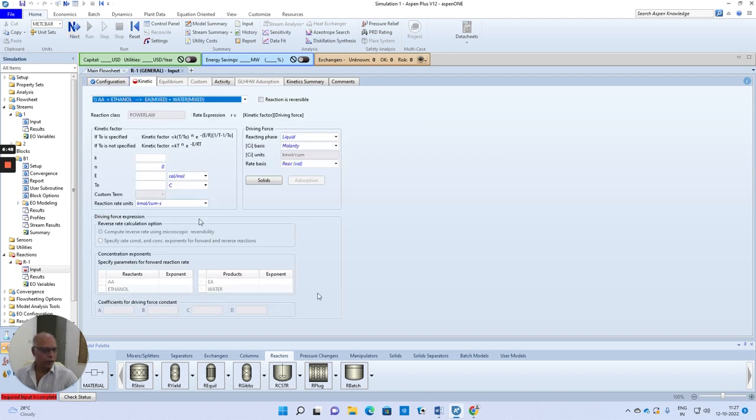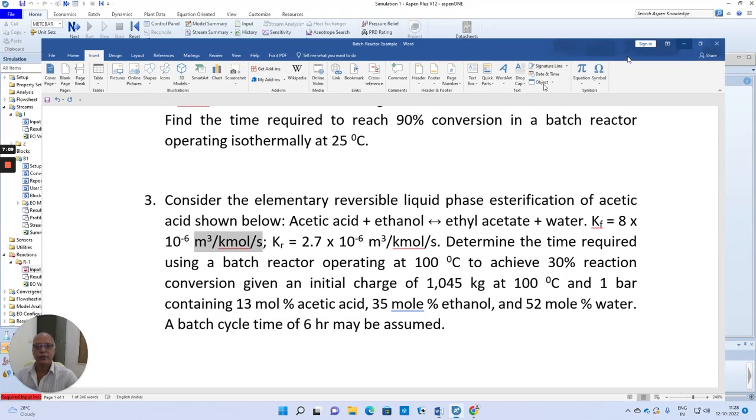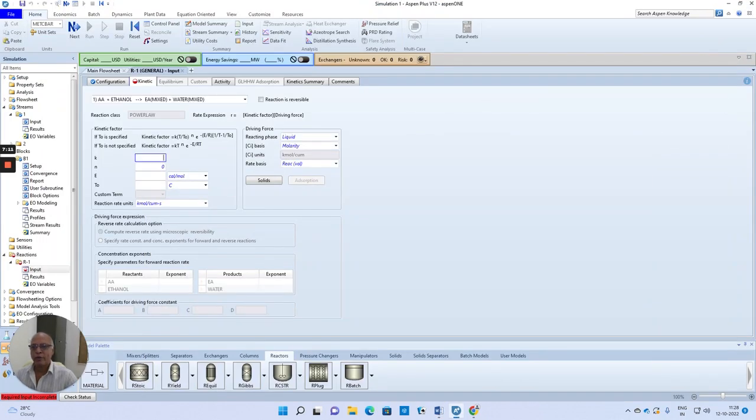Now you are given the kinetic information. In the forward direction, the rate constant is 8 into 10 power minus 6 cubic meters per kilomole second. Remember, the rate constant must always be given in SI units. Depending on the order of the reaction, the units may change, but all of them should be in SI. So 8 into 10 power minus 6. I'll provide that information here.